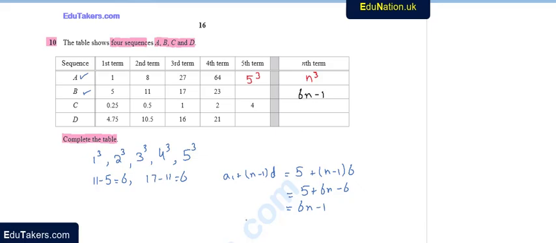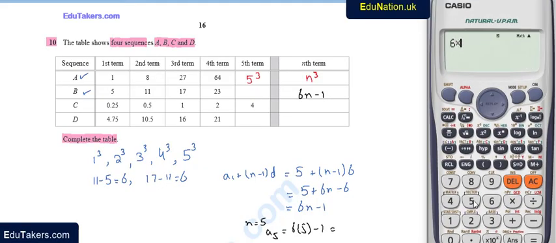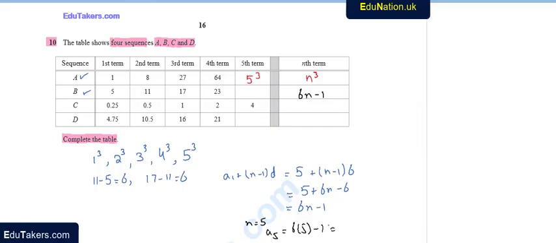For n equals 5, a5 is equal to 6 into 5 minus 1, which is equal to 6 times 5 minus 1, that is 29. So its fifth term is 29, and for double check, the difference between fifth and fourth term, 29 minus 23, is 6, which is correct.